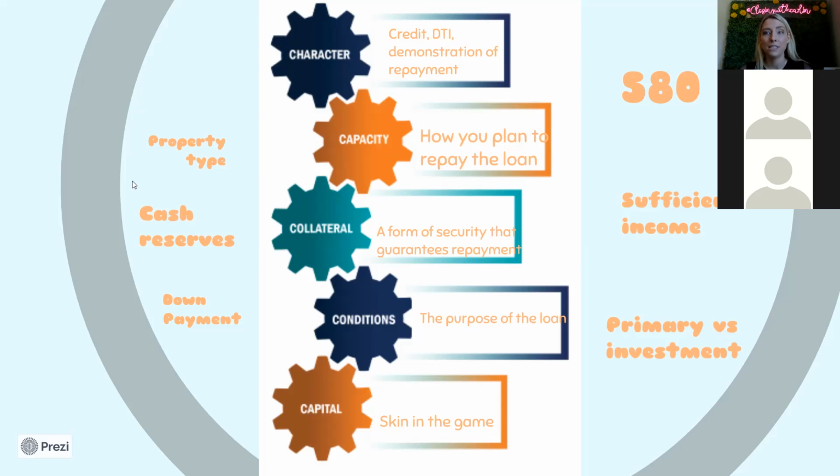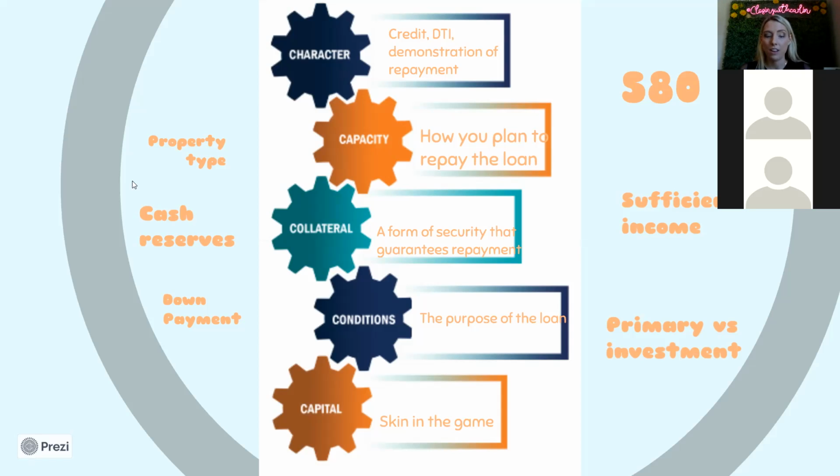And that's basically your property type. Is this a single family home? Is it a condo, a non-warrantable condo that we might not be able to insure? That's what is really important about collateral. Conditions: so the purpose of the loan, is it a primary home? Is it an investment home? And then the capital. So how much skin does this client have in the game?